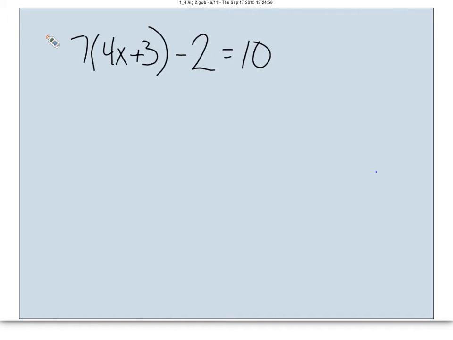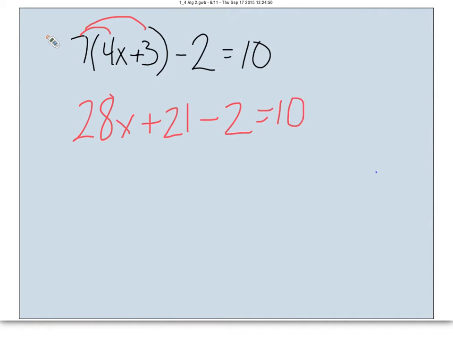Let's look at this one here. Step 1 does apply this time. If I need to, I have to distribute. I need to distribute this 7 through. 7 times 4x is 28x. 7 times a positive 3 is plus 21. Then minus 2 equals 10.